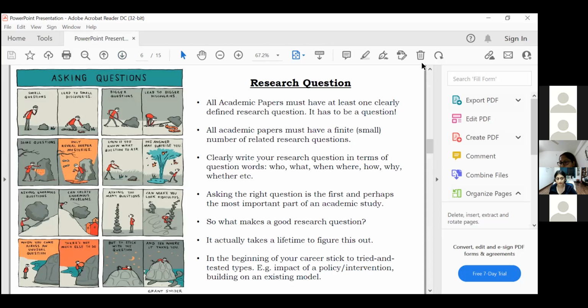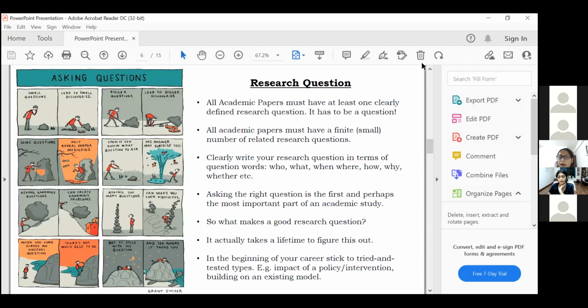Can you elaborate a little bit more on what you mean by stick to tried and tested types when you begin your career? I want to have a broader picture. Yeah, because there are some big issues that the discipline is grappling with. Like poverty, right? We've been trying so many different ways to solve poverty.